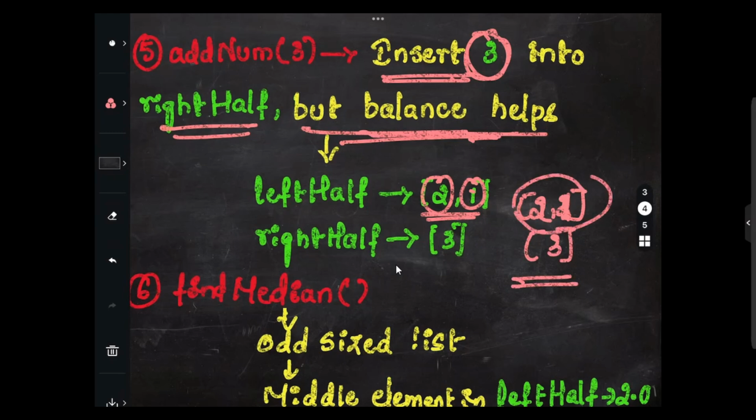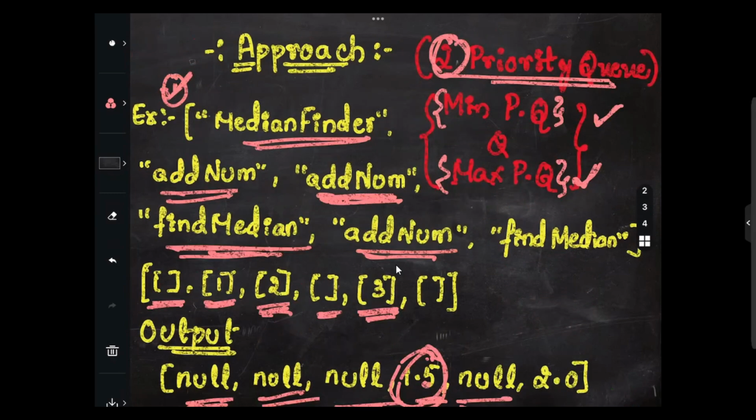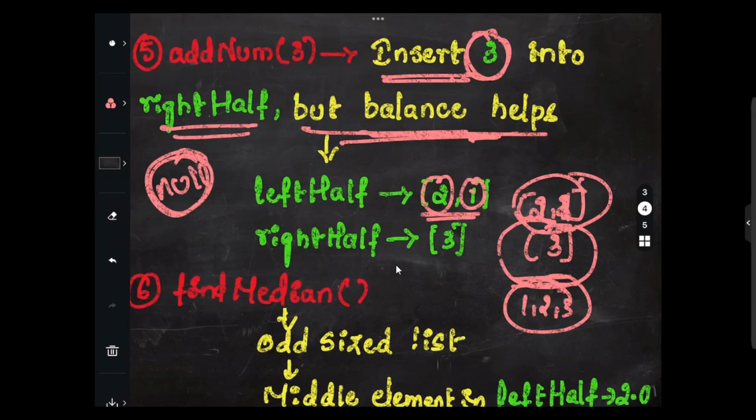In this case, we have 2 comma 1 in the left half and 3 in the right half, right? So in simple terms we have 1 comma 2 comma 3 in the priority queue. We have inserted 1 comma 2 comma 3, but still for this step the return value is null. The return value of add num is null. We will return null in this case. This is fine. So let's move on with the final step here, find median.